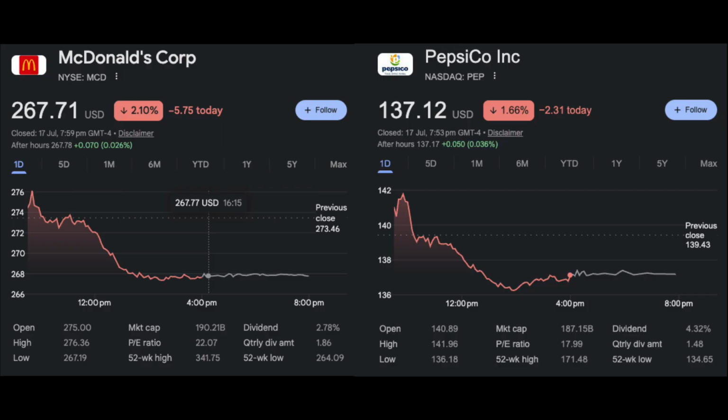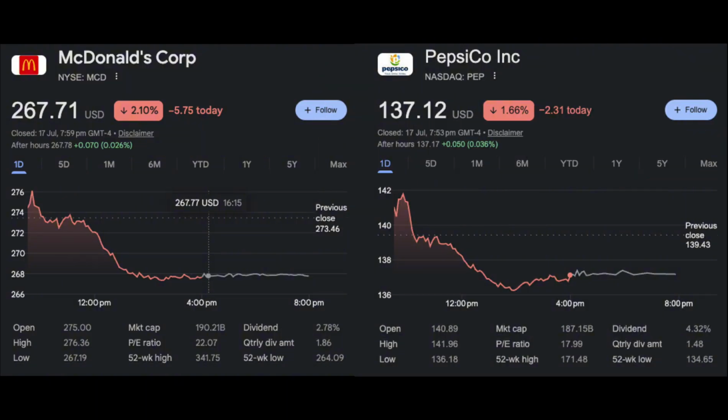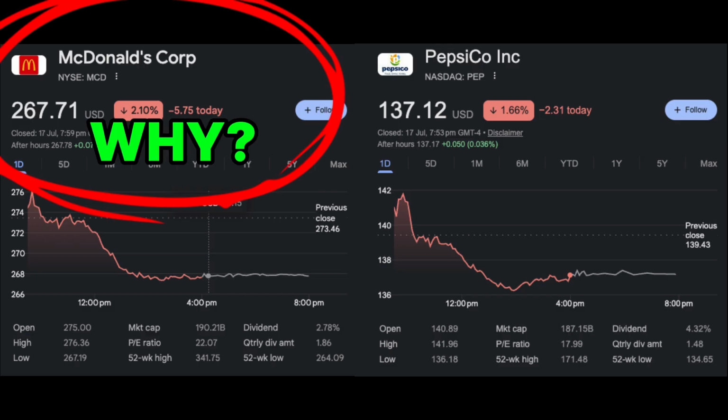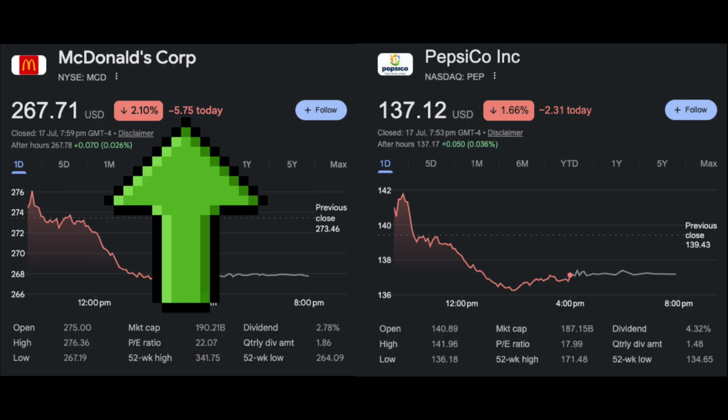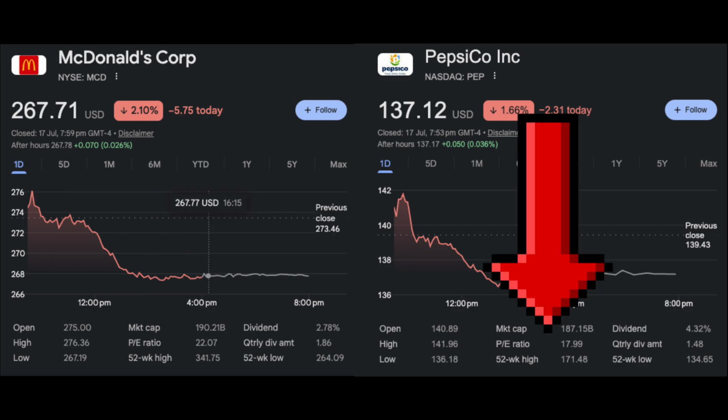But here's where many beginners make a mistake. A lower PE ratio doesn't automatically mean Pepsi is the better investment. It simply means the market is currently paying less for each dollar of Pepsi's earnings. So why might investors be willing to pay a slightly higher PE for McDonald's? It could be because they expect McDonald's to deliver stronger earnings growth, maintain higher profit margins, or continue expanding more efficiently than Pepsi. While on the other hand, if investors believe Pepsi faces slower growth or greater challenges, they may be less willing to pay a premium for its earnings.